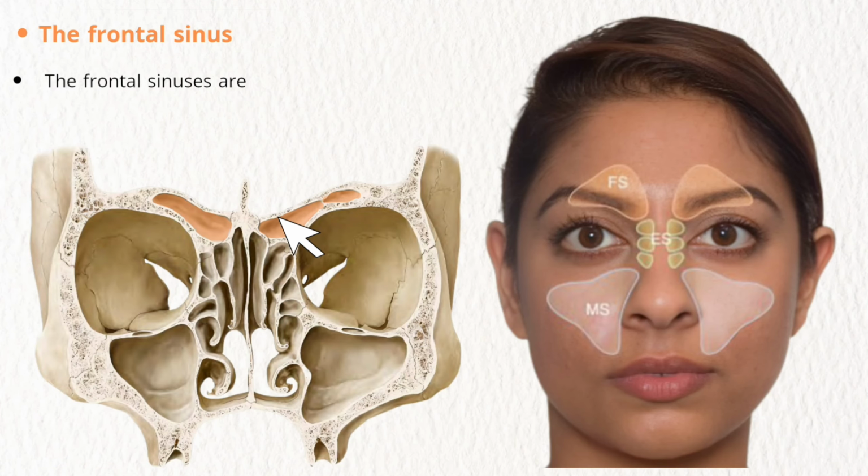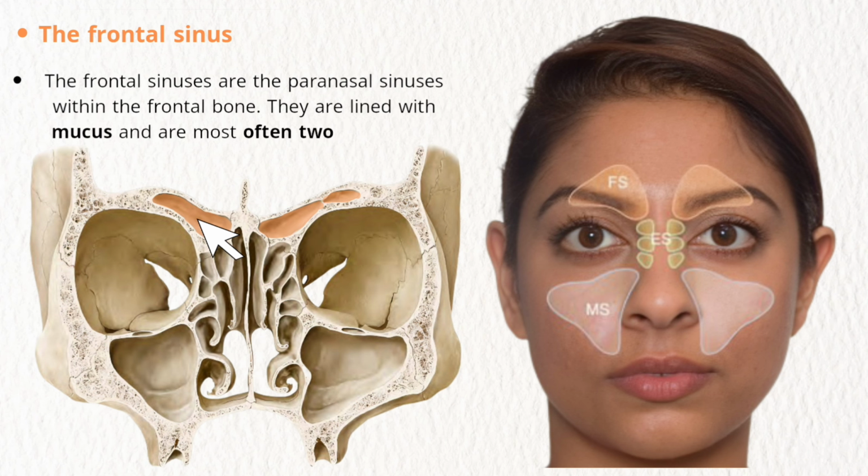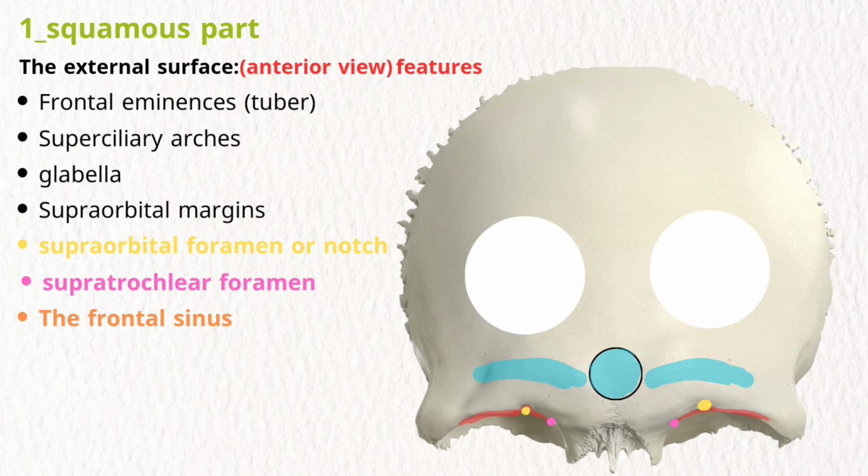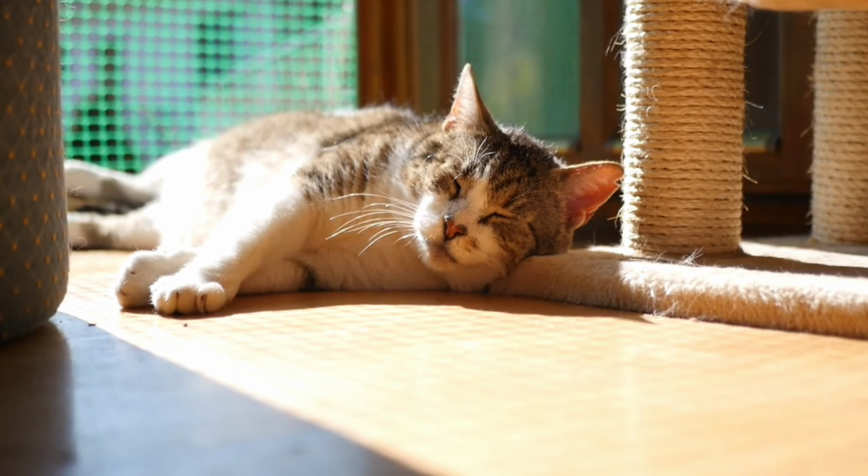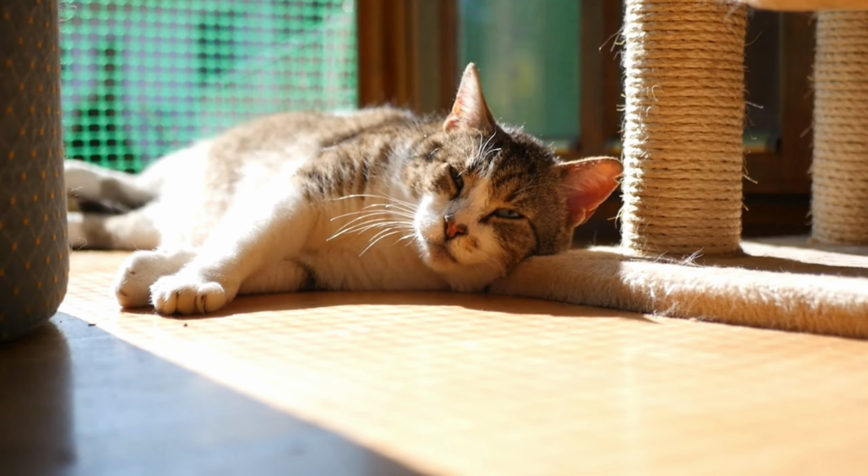The frontal sinuses are the paranasal sinuses within the frontal bone. They are lined with mucus and are most often 2 in number. We will talk about frontal sinuses in detail in another video. After we learn the features of the external surface of the squamous part of the frontal bone, let's learn the articulations of this part of the bone.